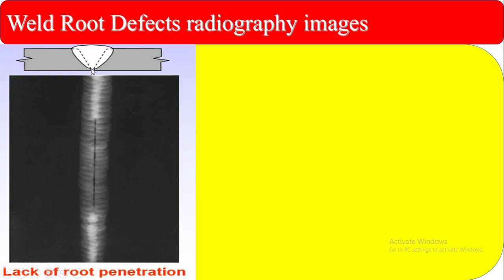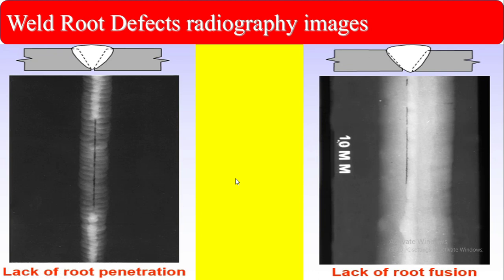You can see this area is not fused. This area is okay, it is fused properly, but that area is not fused properly between the parent metal and the weld metal. So from here to here is lack of root penetration. Now, lack of root fusion. One is penetration, one is fusion. On the right hand side it is fused properly, this is your weld and no problem, but here it is not penetrated or fused properly. This line coming from here to here is the area of lack of root fusion.